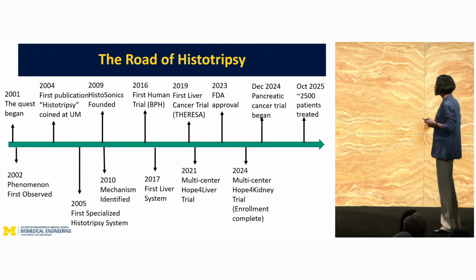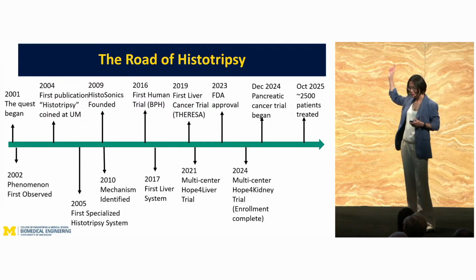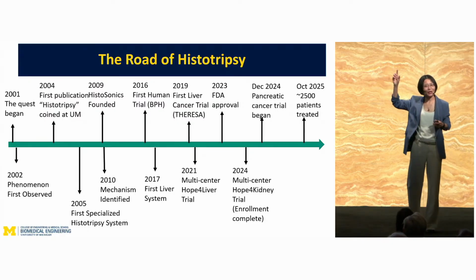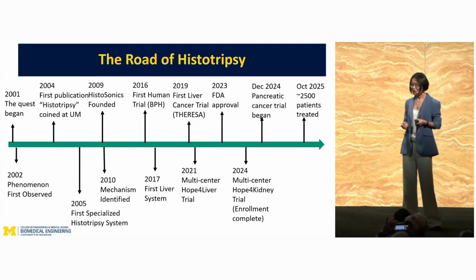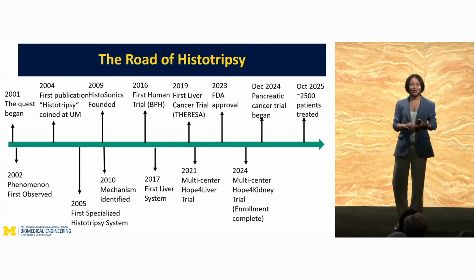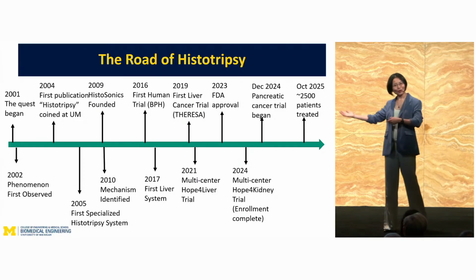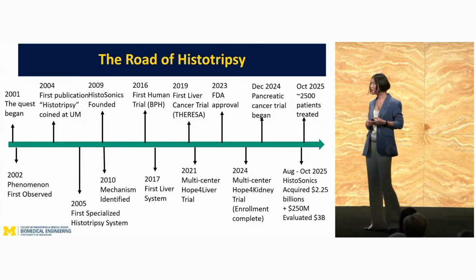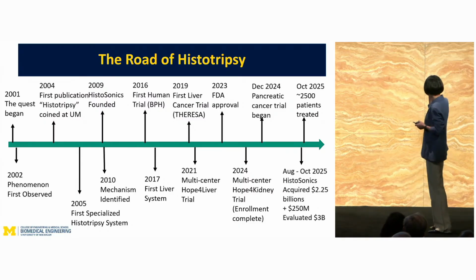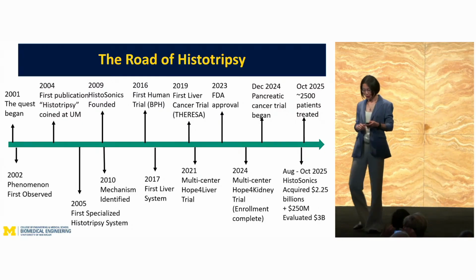I was told the number I showed was 25 patients treated, but the new number is, I think, actually over 3,000 now. So we have treated over 3,000 patients in the United States, Europe, UAE, and Asia, around the world, and now hopefully in Australia soon. And in 2025, really recently, we had an acquisition that now values the company at $3 billion.